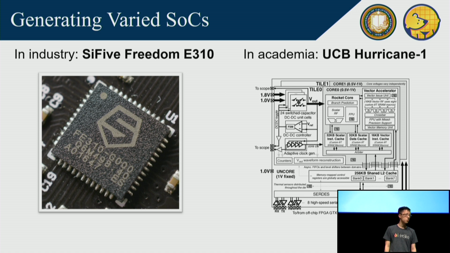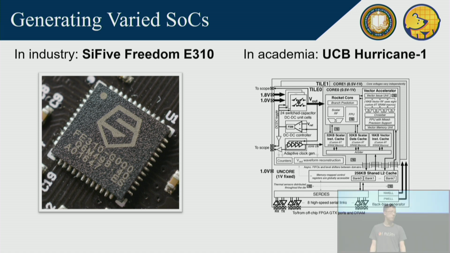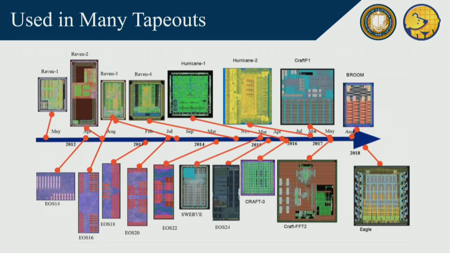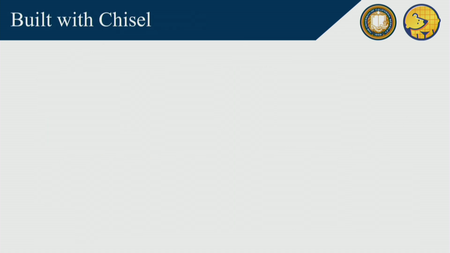Rocket Chip can be used to generate a variety of SoCs in industry. For instance, SiFive has used Rocket Chip to generate the E-series and U-series SoCs, such as this Freedom E310, an embedded SoC. And at Berkeley, we've used Rocket Chip to generate our own academic test chips, like Hurricane 1, as you see here, and also Hurricane 2 and Eagle. You can see a not entirely exhaustive timeline of the chips that we've taped out at Berkeley here. Rocket Chip is built with Chisel, as I said previously, and Chisel is a hardware construction DSL built on top of Scala.